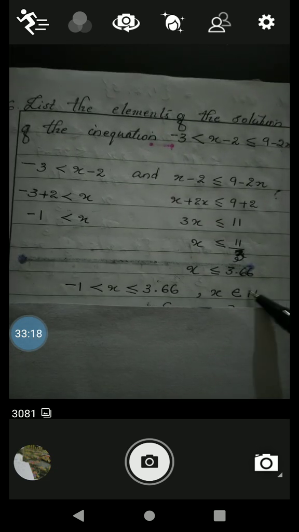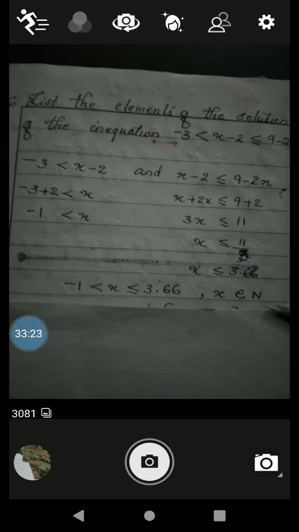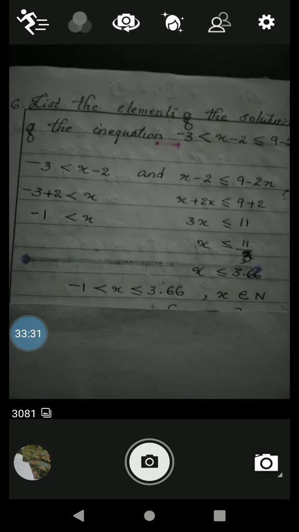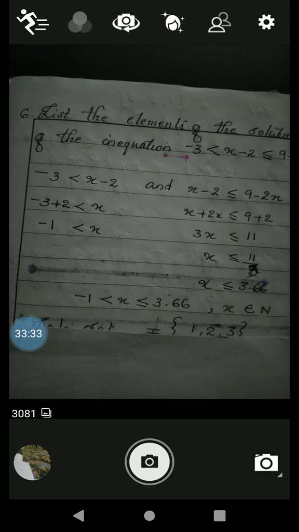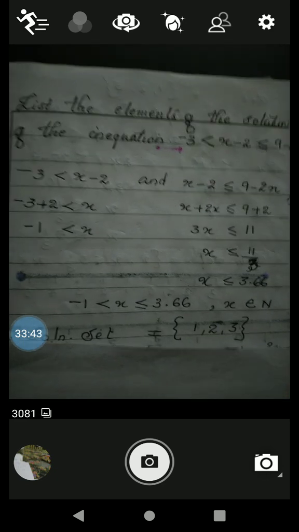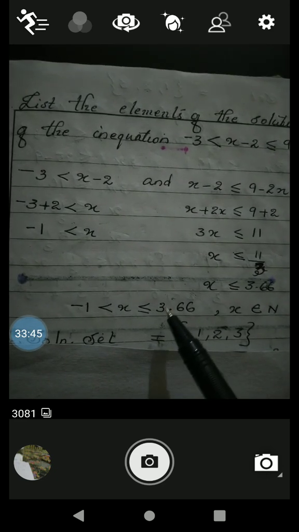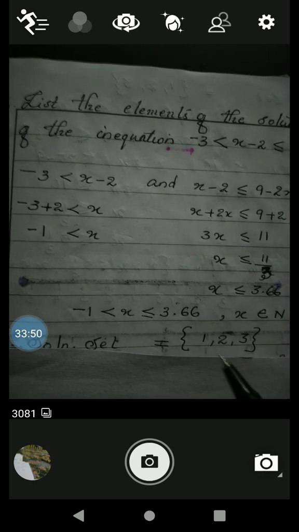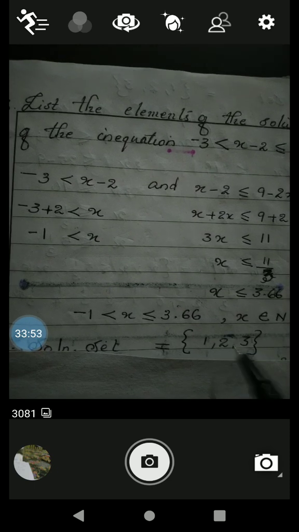x belongs to natural numbers. Because x belongs to natural numbers, we can write the solution set in tabular form or in set builder form, both are correct. Anyway, when you are writing in tabular form, you will get the solution set, x greater than minus 1. x belongs to natural numbers, so it starts from 1, 2 and only up to 3. 3.66 is not a natural number. Therefore, we can write these numbers only: 1, 2 and 3.